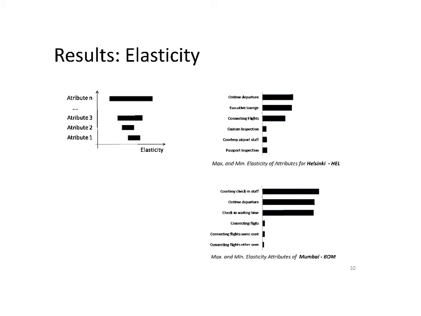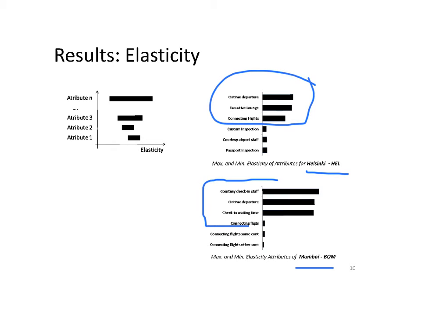The results in elasticity we have generated for each airport, but here as an example, I have taken two. One is Helsinki and the other one is Mumbai. Actually, it's the best performing and the worst performing airport. And we can see some differences. For instance, in Helsinki, on these three attributes, on-time departure, executive lounge, and connected flights, those have a larger elasticity versus some other examples. So as a manager of Helsinki Airport, to concentrate on those particular attributes will have a stronger effect on the overall airport service quality.